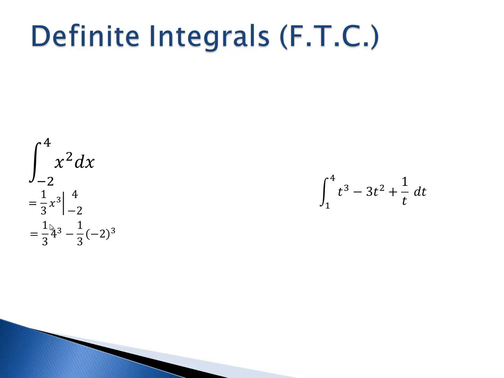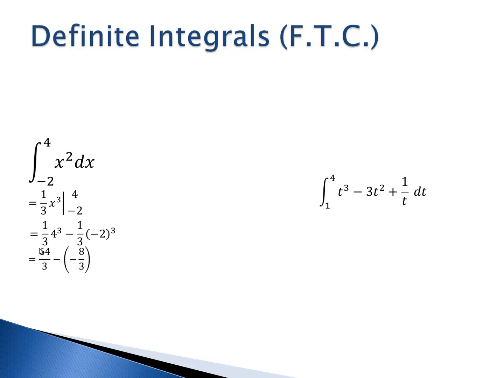We've taken care of our x, and we just need to simplify and see what number that actually is. So that ends up being 64 for 4 cubed, so 64/3 minus -8. -2 cubed is -8, so minus -8 over 3. 64 over 3 minus -8 over 3.